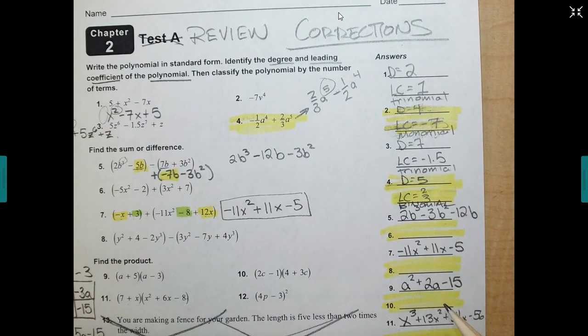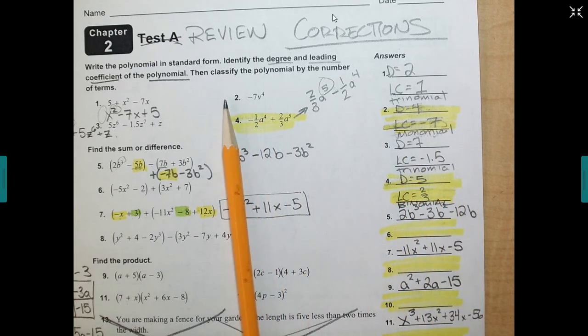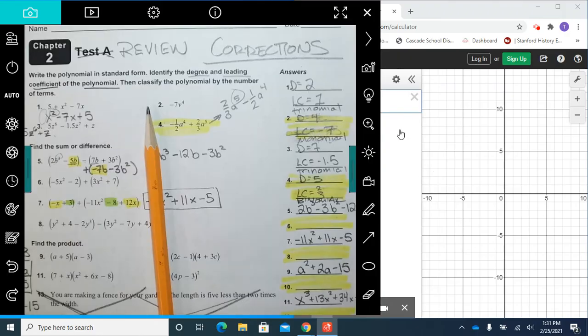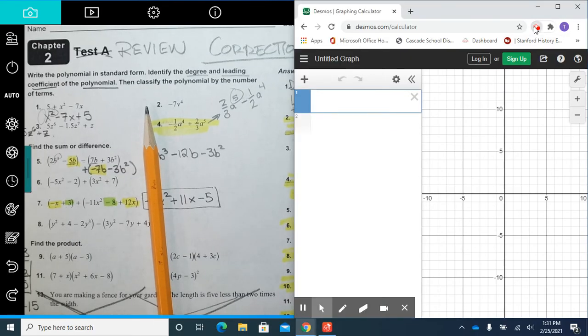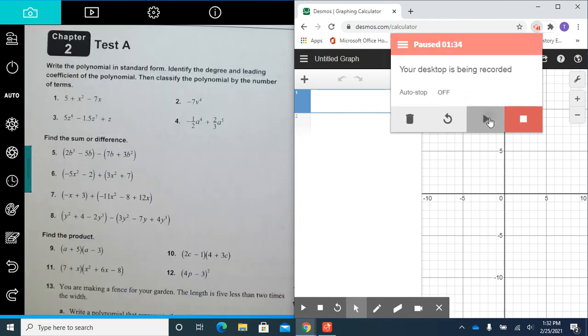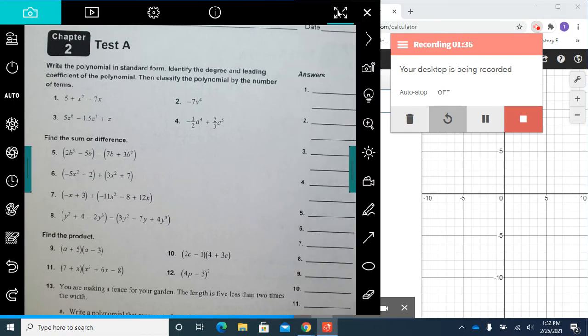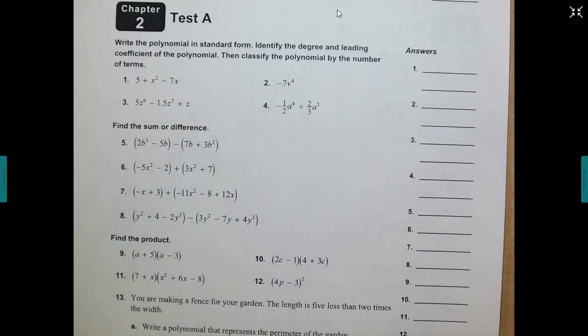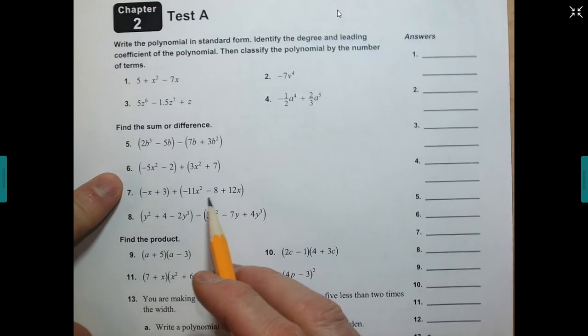All right. You know what? I'm going to get a clean paper because this is too messy. Give me a second. I'll be right back. Okay, so we got 2 and 4 already done. So now we are on 6.